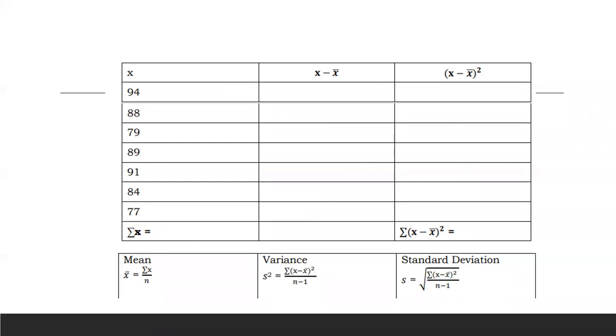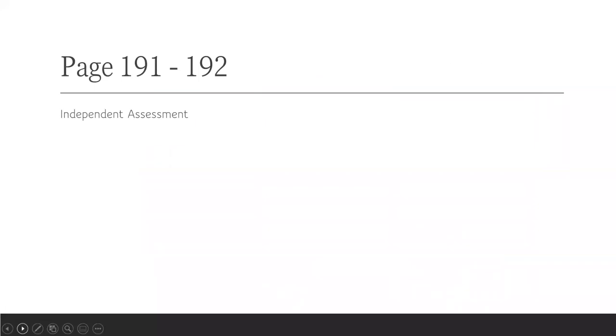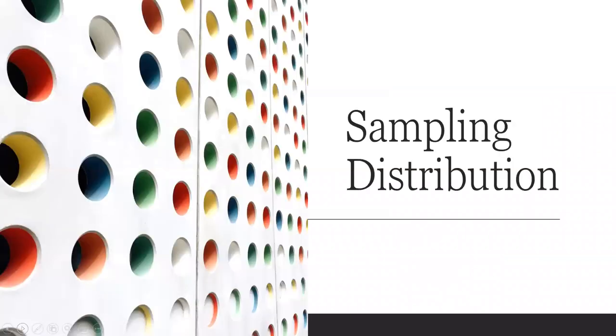With that, this will be your task. That's independent assessment, page 191 to 192. Okay po, independent assessment, page 191 to 192.